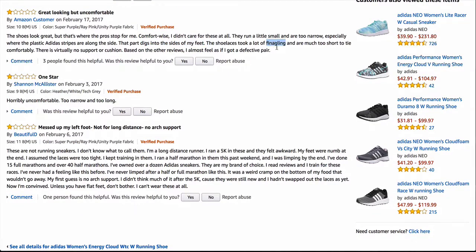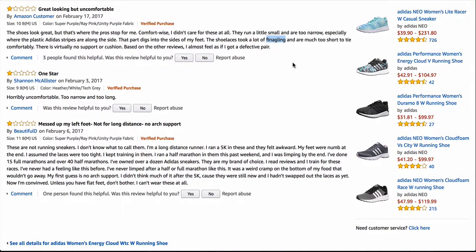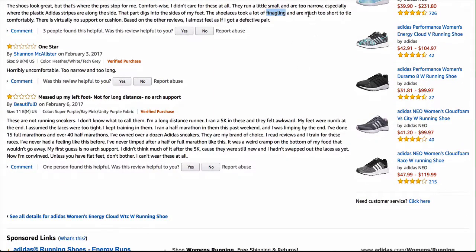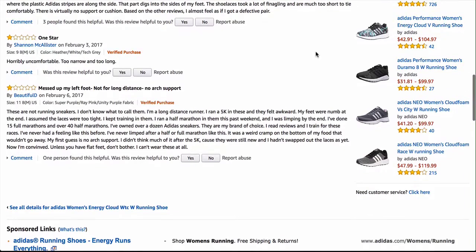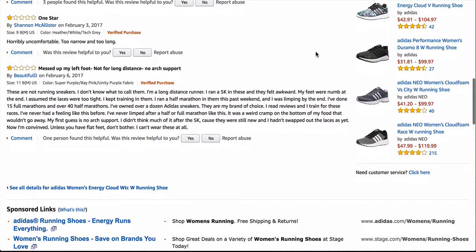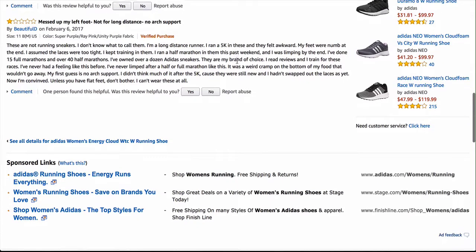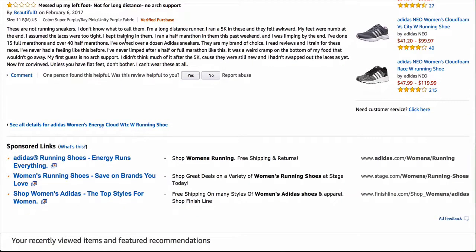A lot of finagling. Too short to tie comfortably. So this could even be an interesting email too: are your running shoes hard to tie? Horribly uncomfortable, too narrow and too long. These are not running sneakers. I don't know what to call them, a long distance runner. My feet were numb at the end.